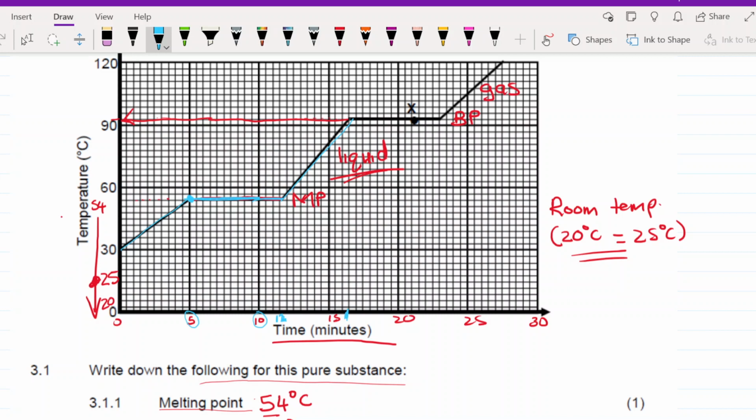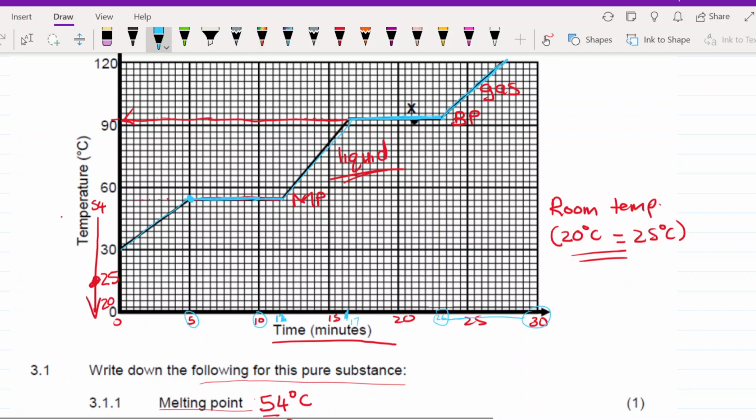Let's say that is 17 minutes. Then from 17 minutes going up to that point, let's say that point is 26 minutes, the temperature is constant. The temperature is still constant, it's 93 Celsius degrees. Then the temperature starts to increase again, from 26 minutes up to 30 minutes.